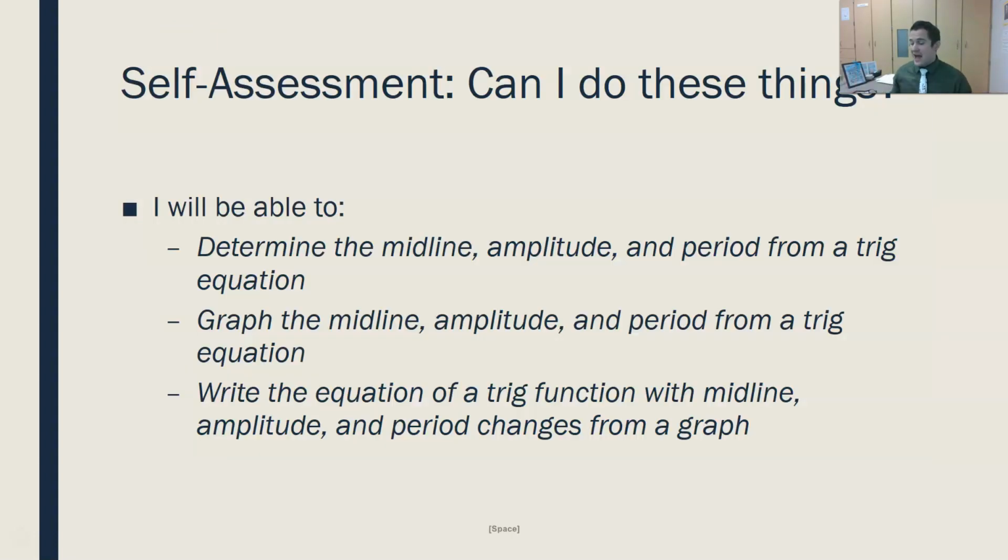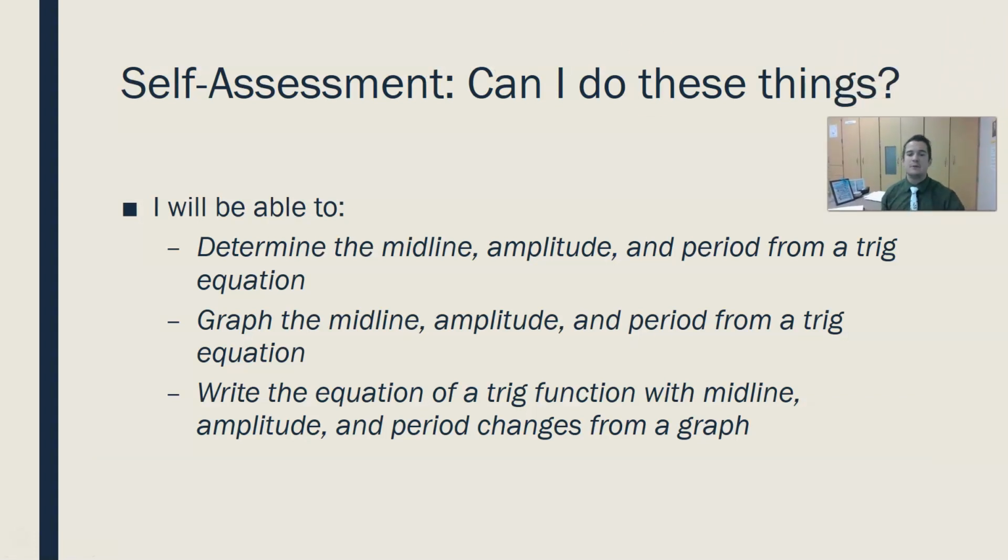Okay, I think that's where we're going to call it. That's all I've got for you. Hopefully now you feel a little bit better about determining midline, amplitude, and period from a trig equation, graphing those from a trig equation, and from a graph of those where some changes have been made. Hopefully you can write the equation of that trig function with the midline, amplitude, and period changes.